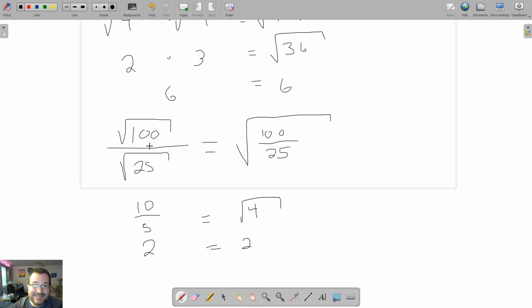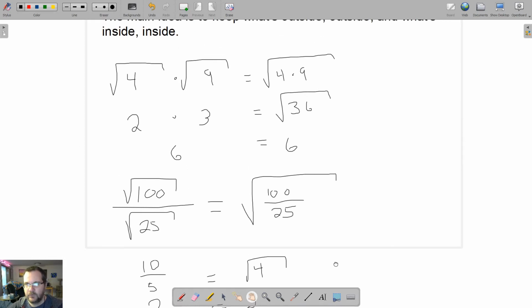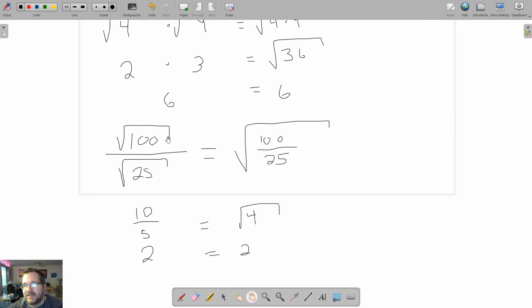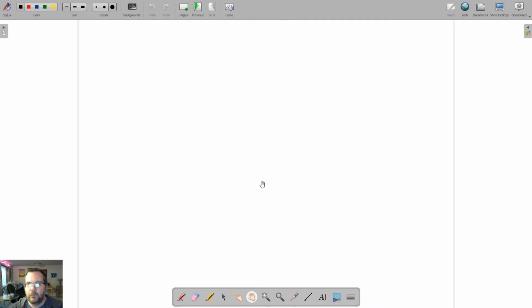So if you have operations outside the square root with two different roots, you can just perform that operation inside one root, whether it's multiplication or division. Now, this is the simplest way it's going to show up on today's Delta Math assignment. Let's look at an example that's a bit more complicated, one that has both numbers inside and numbers outside.